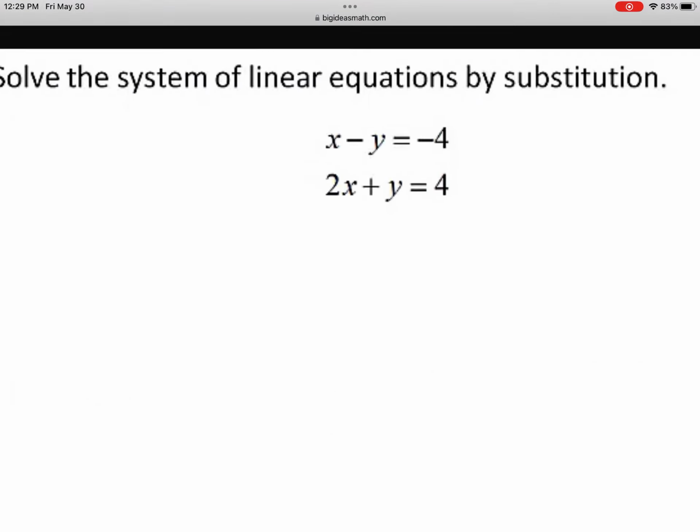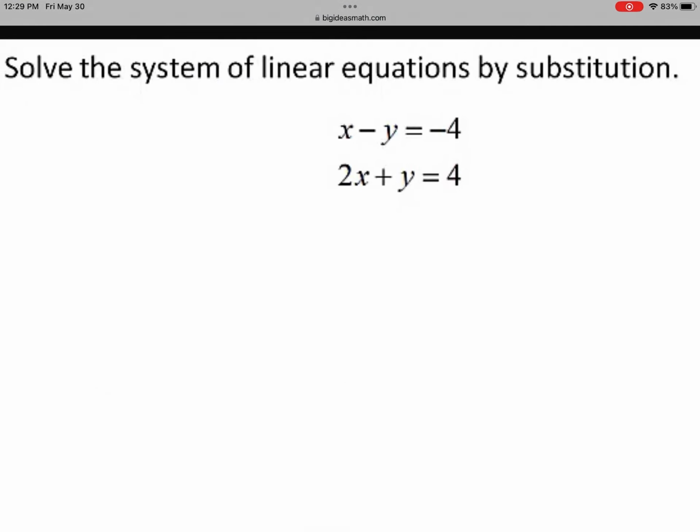Solve the system of linear equations by substitution. x minus y equals negative 4, 2x plus y equals 4. Let x minus y equals negative 4 be equation 1, and 2x plus y equals 4 be equation 2.